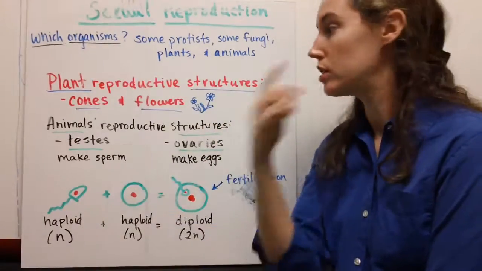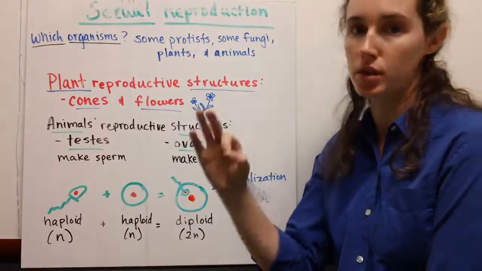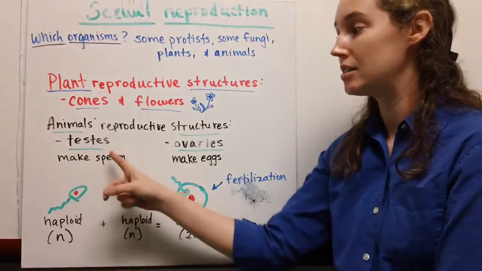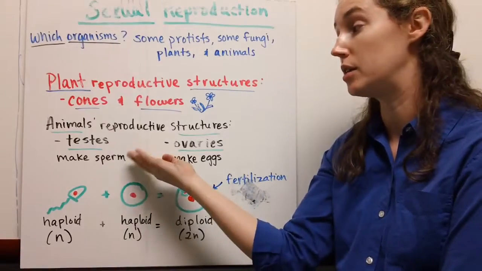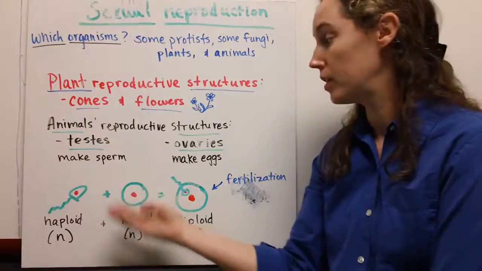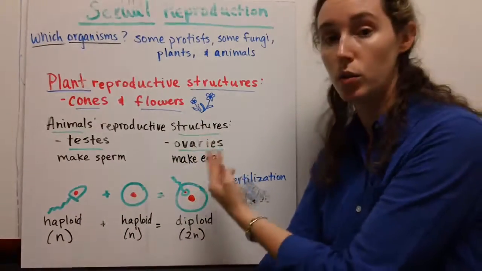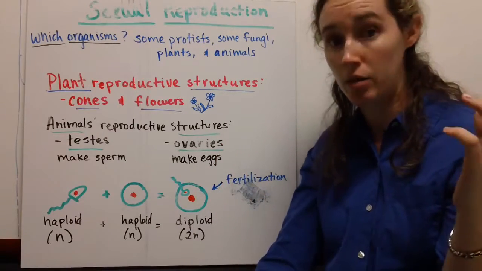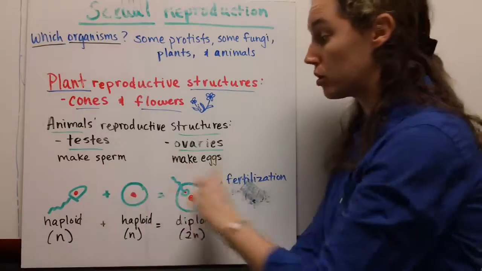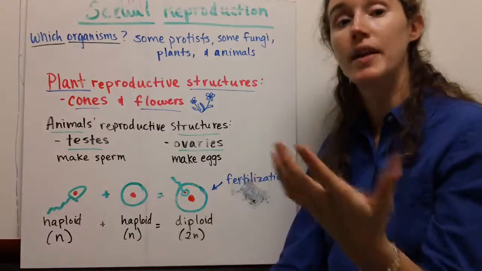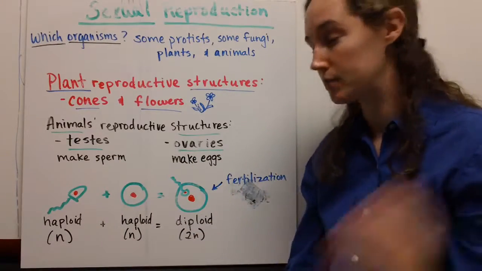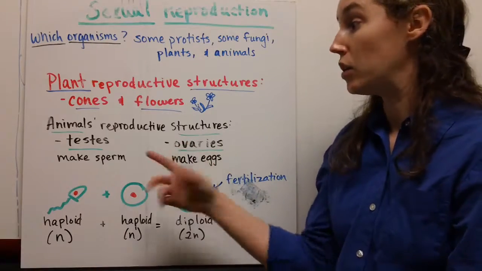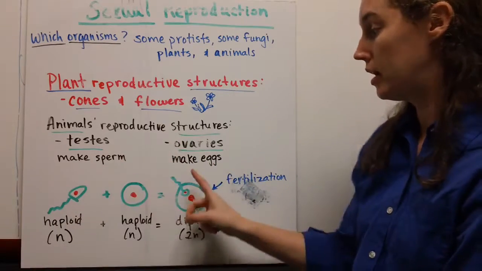In animals, the major reproductive structures are the testes. These are found in males, and these make sperm. And the ovaries, which are structures that make eggs. Interestingly enough, some animals actually have both testes and ovaries, and that's called being hermaphroditic. Now, we're looking at our sperm and our eggs.